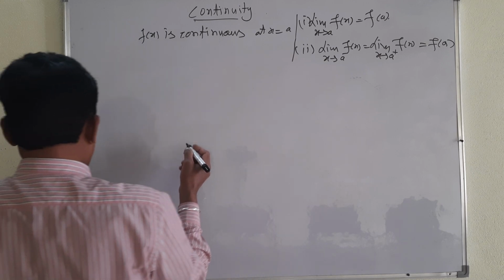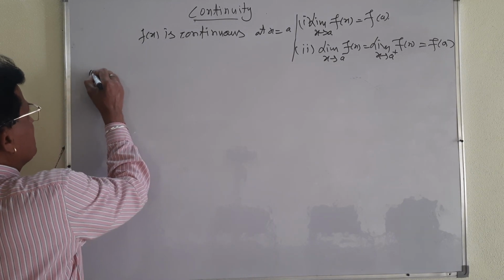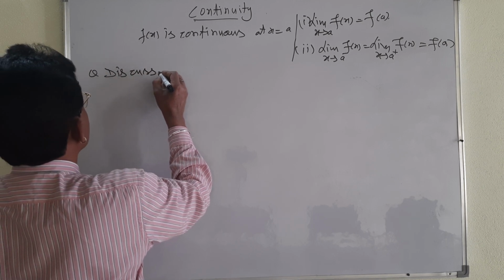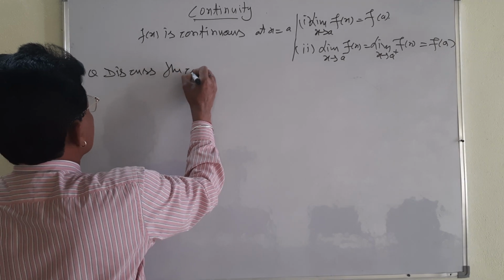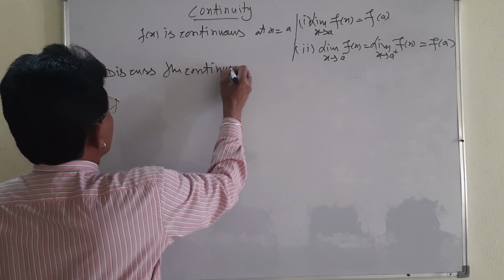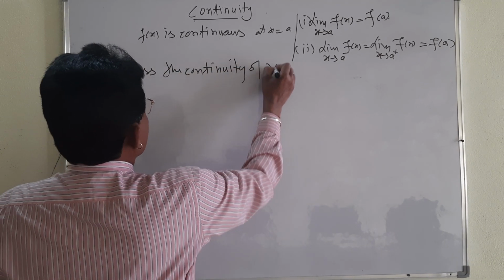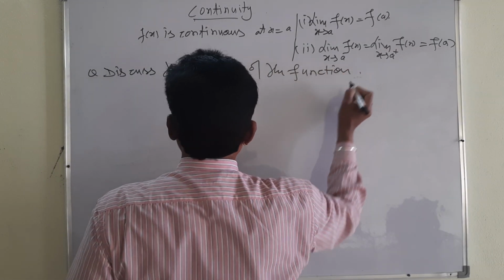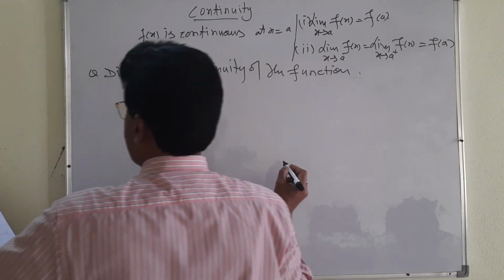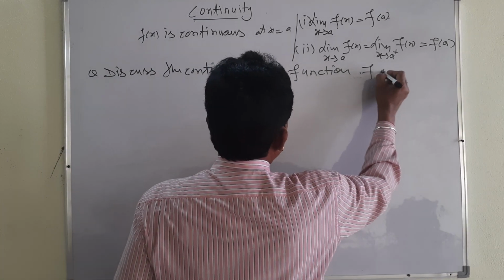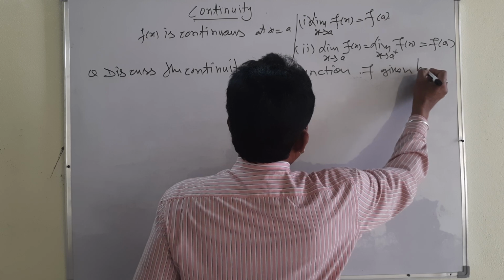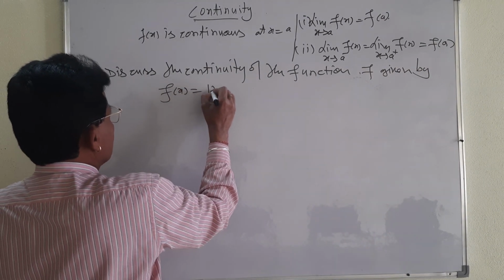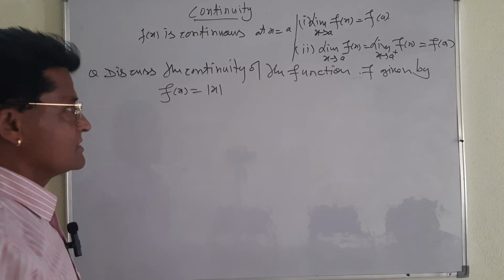Discuss the continuity of the function. Question. Discuss the continuity of the function. Discuss the continuity of the function f given by f(x). See my dear student carefully, this is |x|, this function.